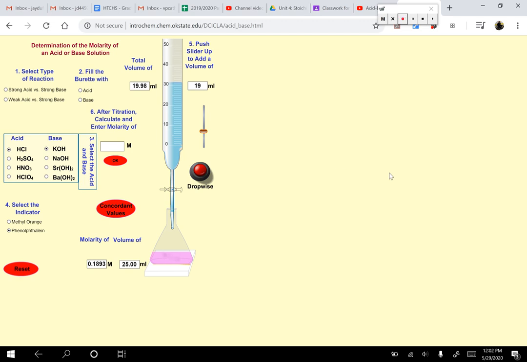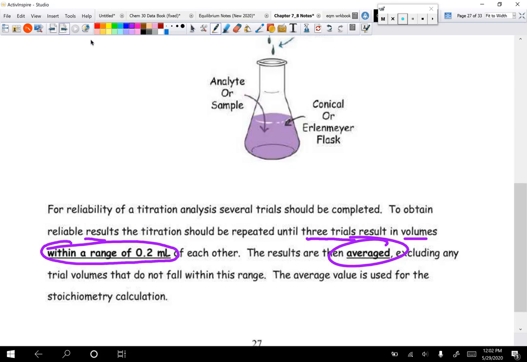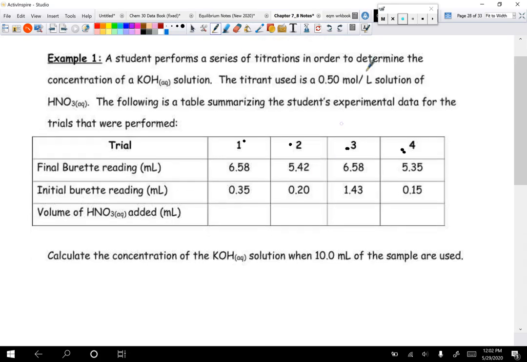So that is what we talk about when we reach the endpoint. We see a permanent color change in our solution. That indicator tells us that the reaction is done, and we would use these values, the total volume of our titrant added, inside of calculations, depending on what information we had. So now I got that little demo out of the way. Let's look at our example.